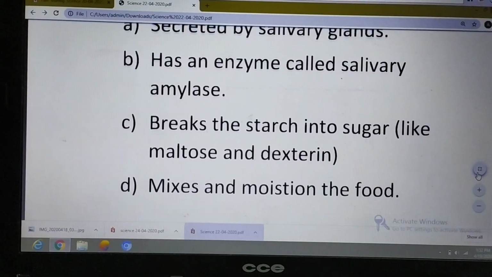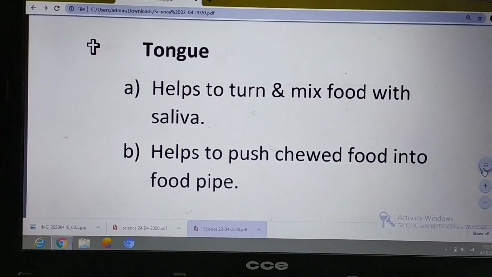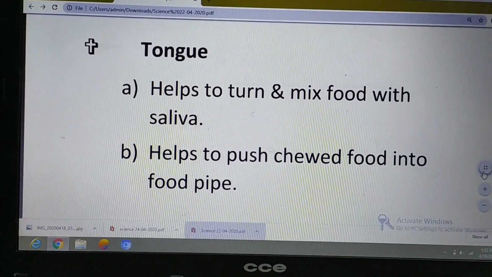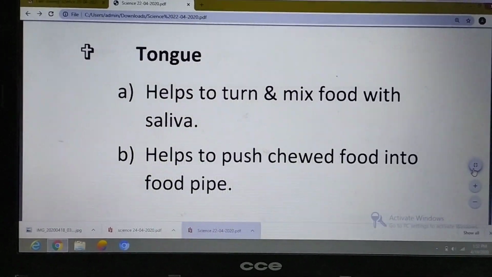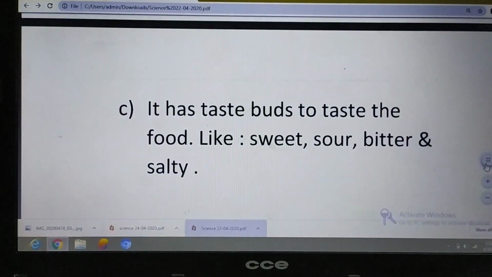Now the tongue. The tongue is very important. Without the tongue, we are not able to mix the food. The tongue helps to turn and mix the food with the help of saliva. It also helps to push the chewed food into the food pipe. Also, we are able to taste the food.